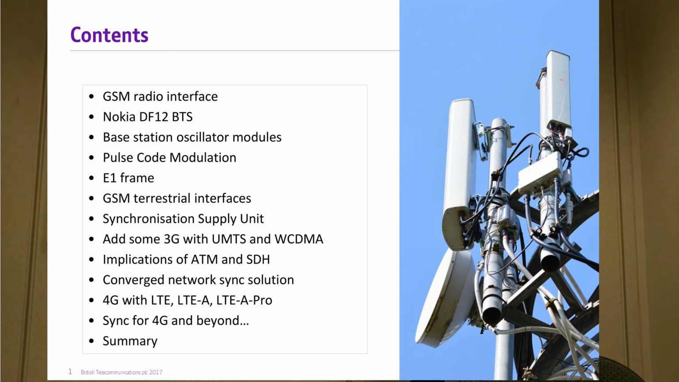So in particular, the concepts of pulse code modulation and the 2 megabit per second E1 frame. We'll then cover GSM terrestrial interfaces and see how that E1 frame was used to build the GSM network before introducing the synchronization supply unit and its use within the mobile network. Carrying on further, we'll introduce the concepts of 3G and see how synchronization changed with 3G, and in particular the introduction of ATM as a transport network layer.